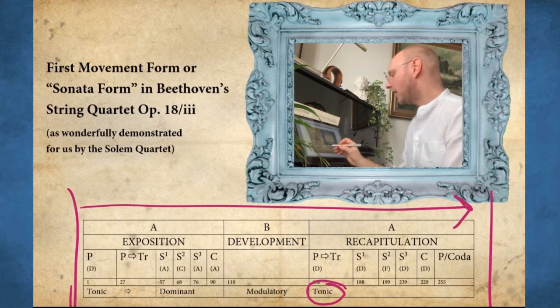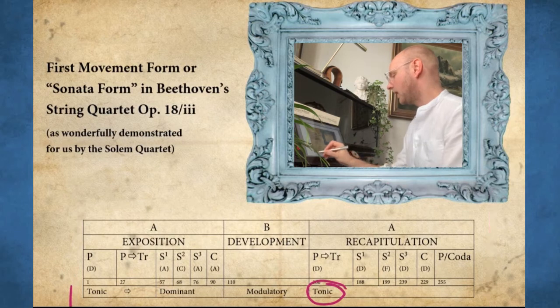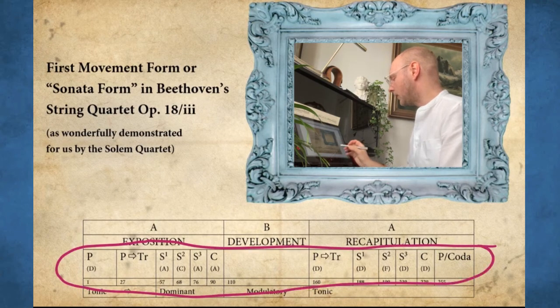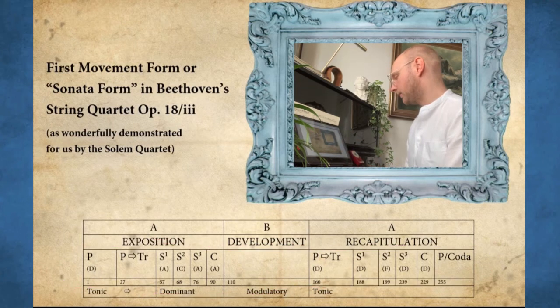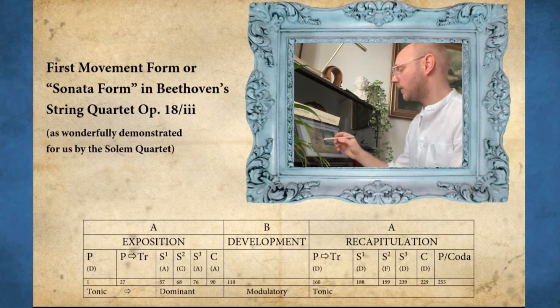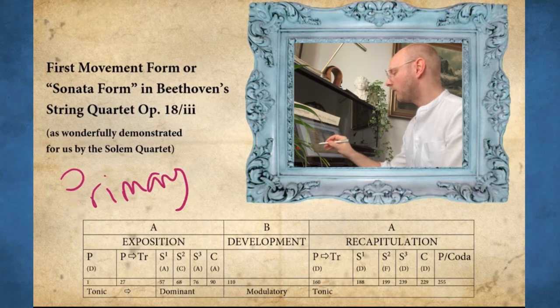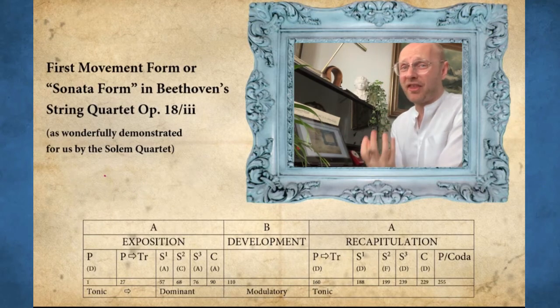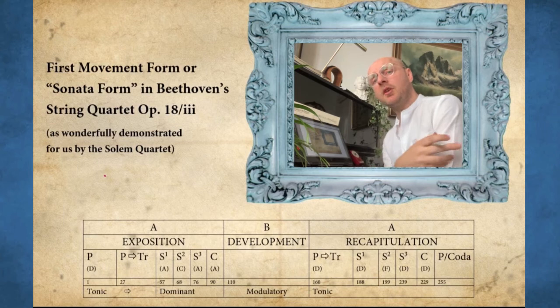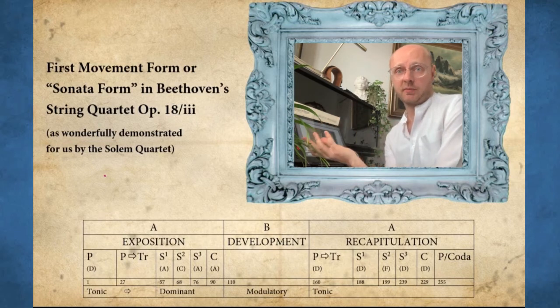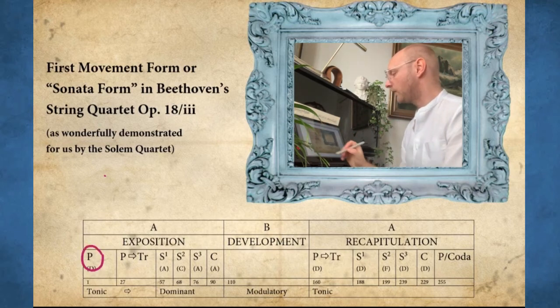Right, let's have a look now at this slightly more complicated layer of this diagram, this one here. It's not loads of complicated algebra. It's just a couple of letters that stand for a few key terms. P tends to stand for primary, because it's the first theme that we hear. It's also called primary because it can actually be a few different themes, but they are all in the primary key, which tends to be the tonic. So P stands for primary.